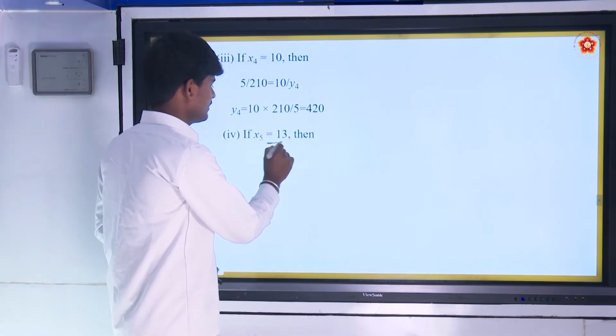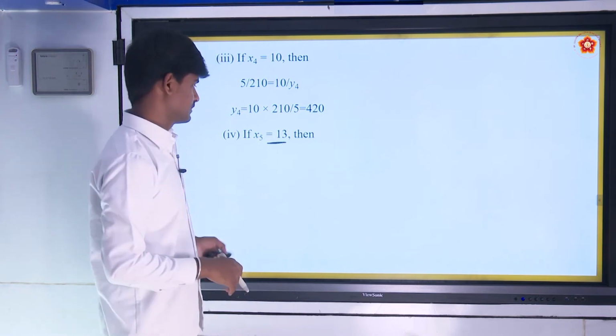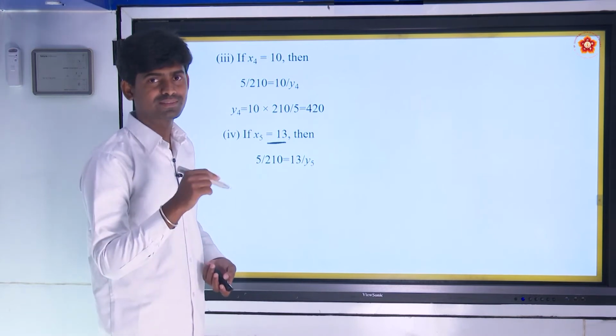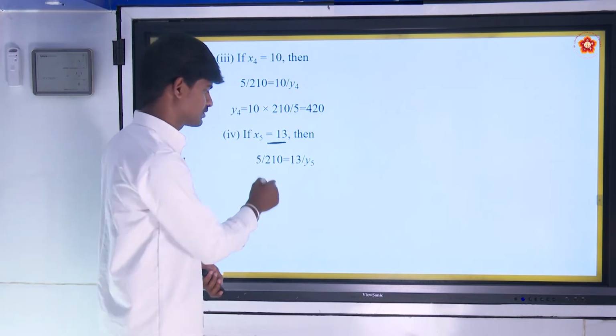Now x5 is equal to 13. We have to substitute in the formula: 5 divided by 210 is equal to 13 divided by y5. We have to calculate y5 now.